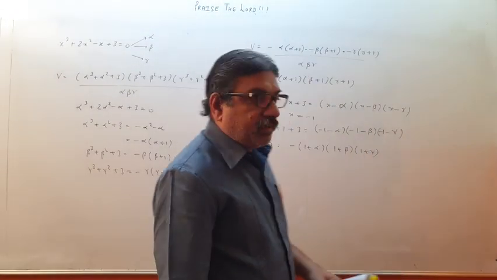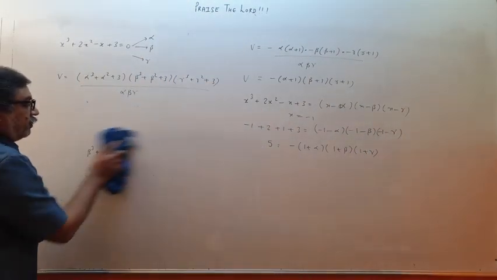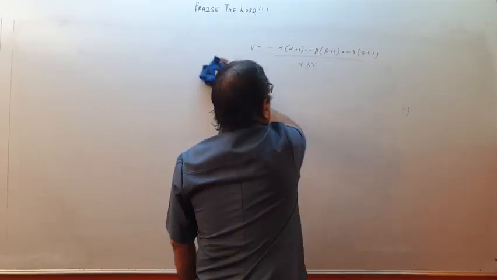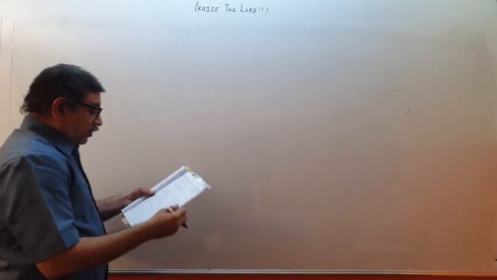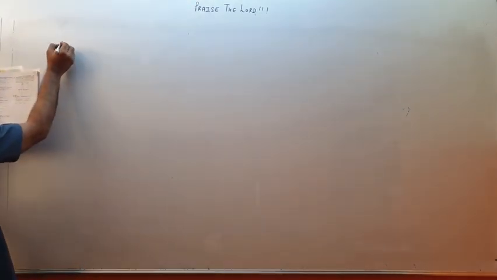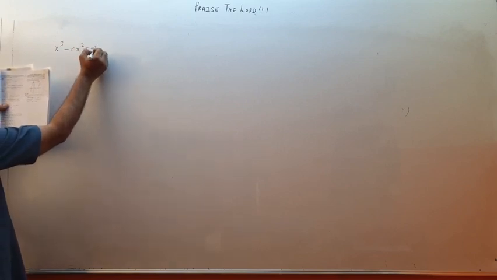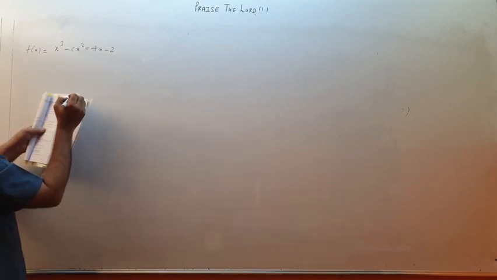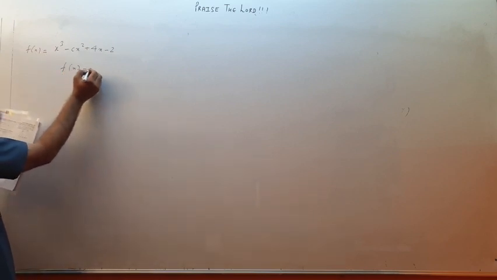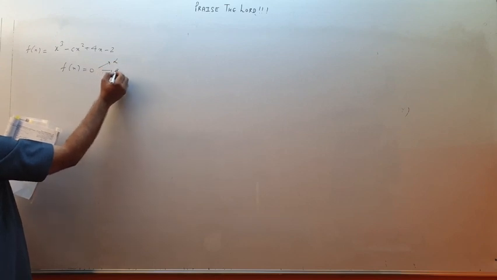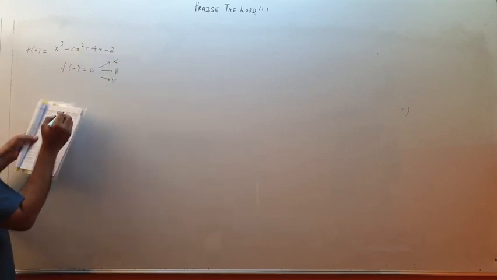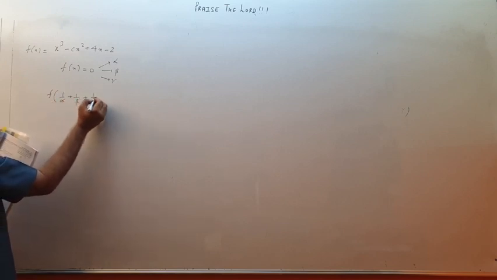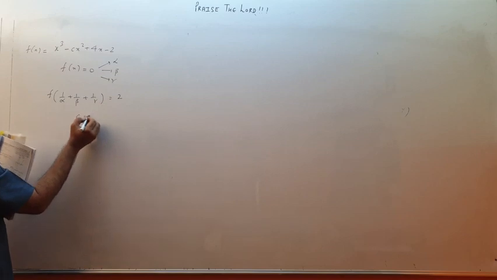Now I take up the last question. See, it is given to me x cube minus cx square plus 4x minus 2, that is f(x), a function given to me. If I take f(x) equal to 0, then I get roots alpha, beta, gamma. It is given to me that f of (1/alpha plus 1/beta plus 1/gamma) is 2, then what is c?